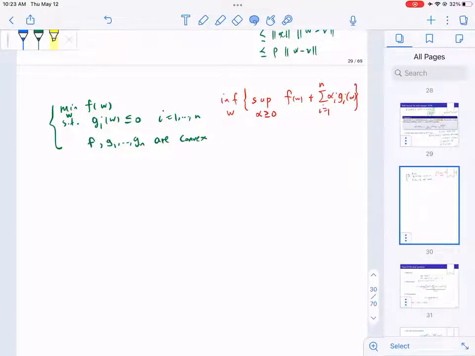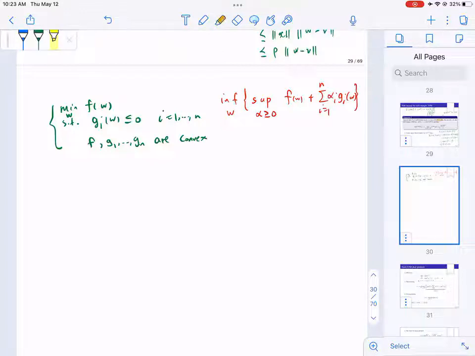If g_i(w) is less than or equal to 0, the best is alpha equal to 0. If g_i is strictly positive, then I can let alpha go to infinity, so this would blow up and go to infinity. So then when I want to take the infimum over w, I don't consider those w's. So this effectively encodes the constraint.